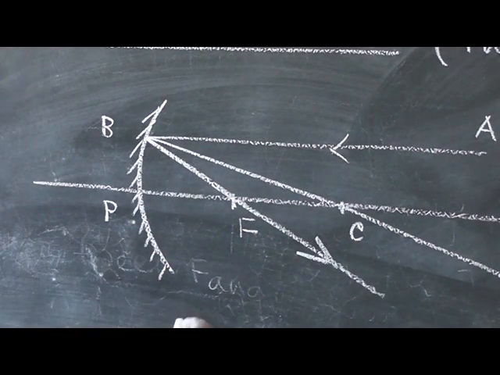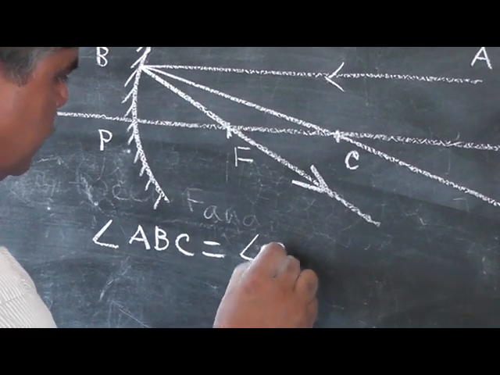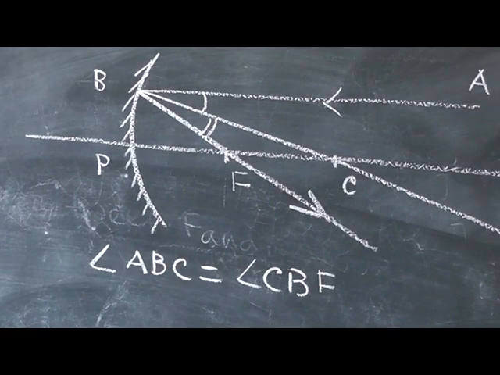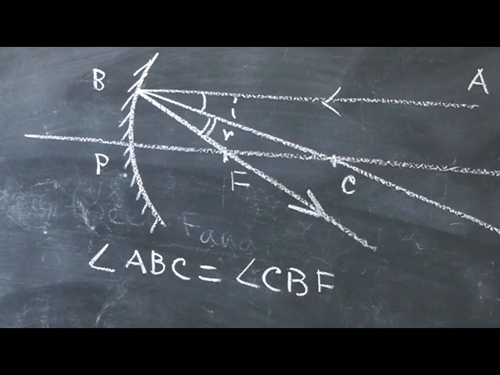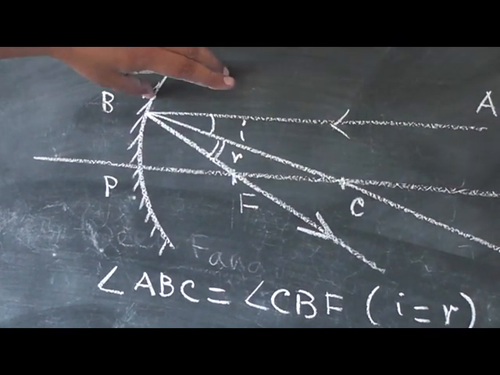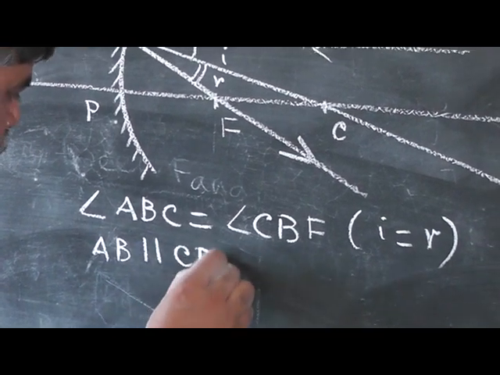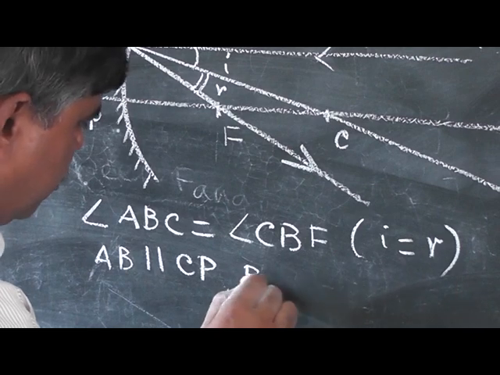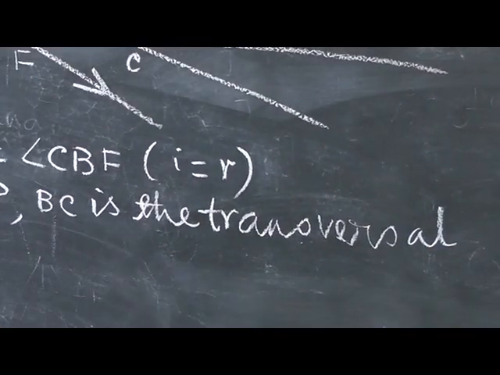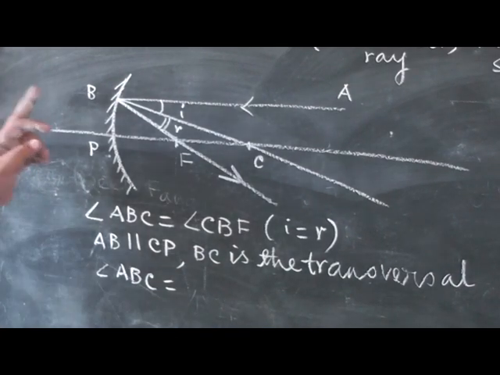Now, what we see: angle ABC is equal to angle CBF. This is clearly from the law of reflection of light, because we know angle of incidence is equal to angle of reflection, i is equal to r. And as I told you, AB is a ray which is close to the principal axis and parallel to it. We can write AB parallel to CP, and BC is the transversal. So we understand angle ABC is equal to angle BCF.